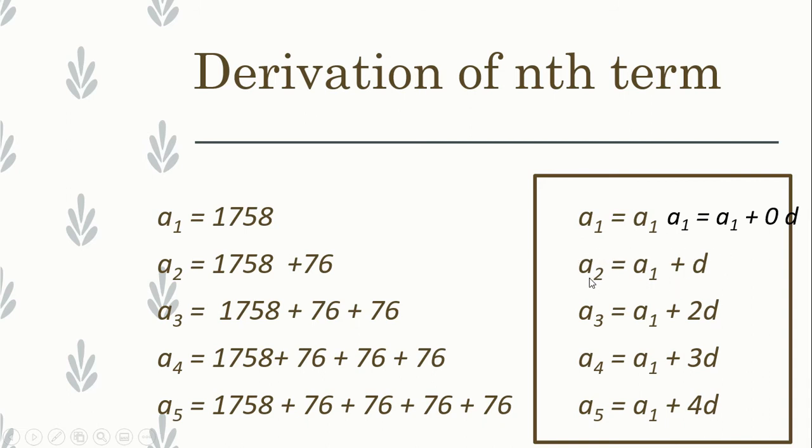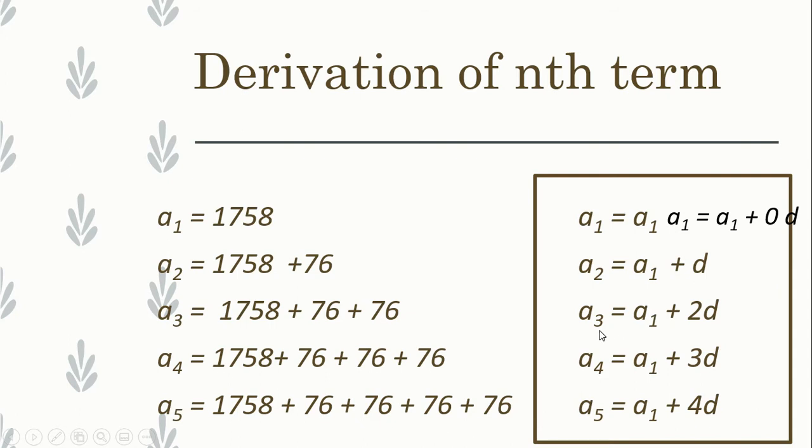What is the value of n in this equation? A sub 2 is equal to a sub 1 plus d. The value of n used is 2. What is the coefficient of the common difference? That's right, that is 1. So, n is 2. The coefficient of the common difference is 1.